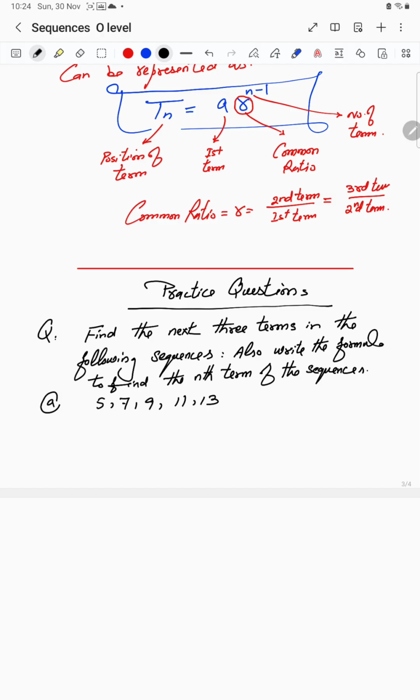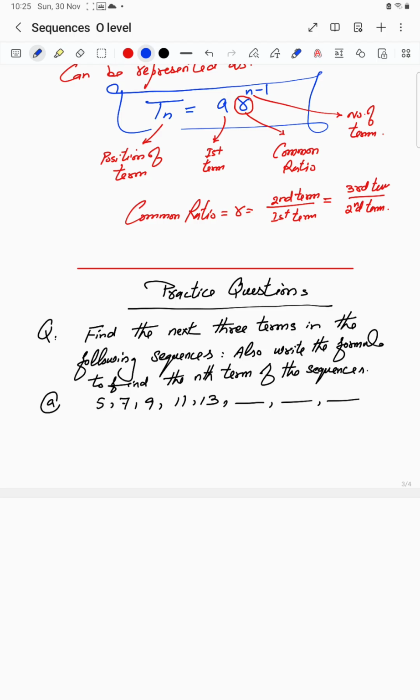We have to write the formula as well. This is a question, and we have to write the next three terms. Okay, let's start. Always start from the common arithmetic sequence, and if it's not, then geometric sequence, and then sometimes we have a specific pattern followed by the consecutive sequence. Mostly we have to check these two rules.